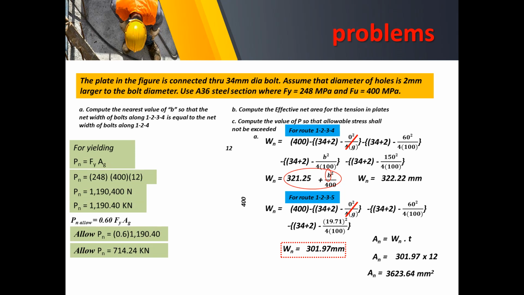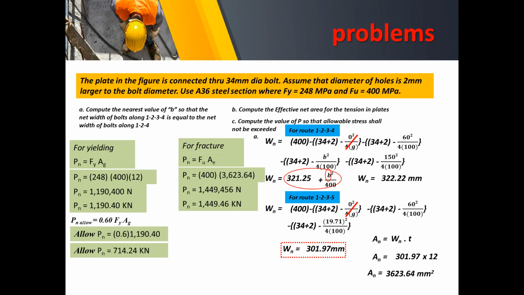Now for the allowable loading using ASD, we just have to multiply 0.6 to that Pn. So therefore, we arrive at Pn allowable equal to 740.24 kilonewtons. And for fracture, Pn is FuAe, 400 by 3,623.64. So we have 1,456 kilonewtons. So in the allowable loading, we just have to multiply 0.5 on FuAe. So finally, the allowable Pn is equal to 724.73. So therefore, the allowable Pn is the least among these derived allowables.